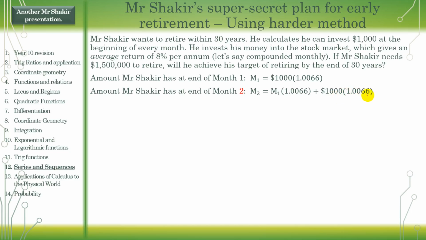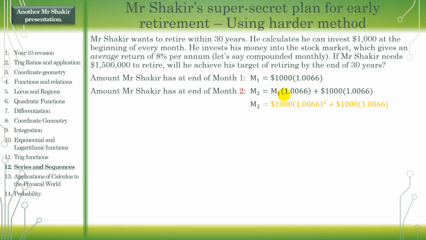And that will also gain compound interest. So this will become 1,100, for example, right? So that will get compound interest, and the new money I'm putting in will also get compound interest. And let's just substitute what M1 is. I'm not really worried about the exact value. I'm just going to keep it like this without simplifying this expression on the calculator. So M1 is 1,000 times 1.0066.